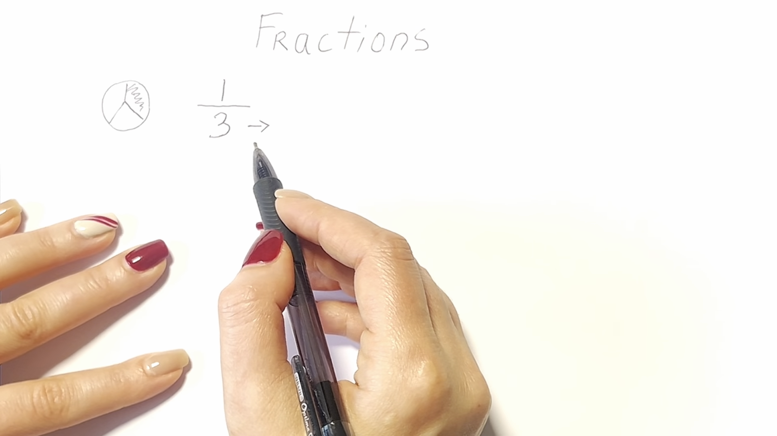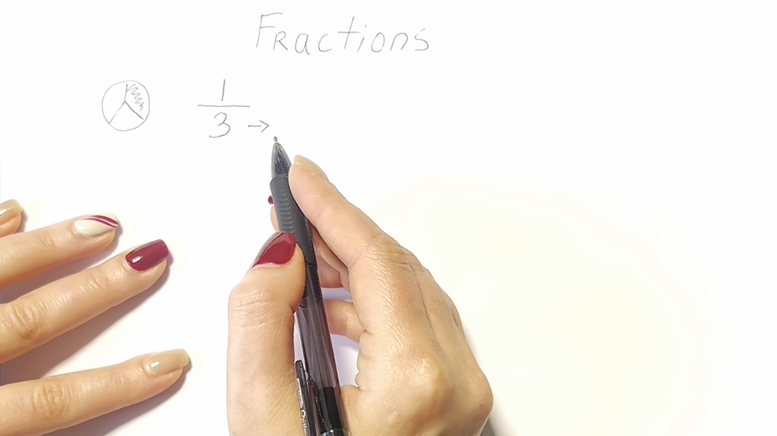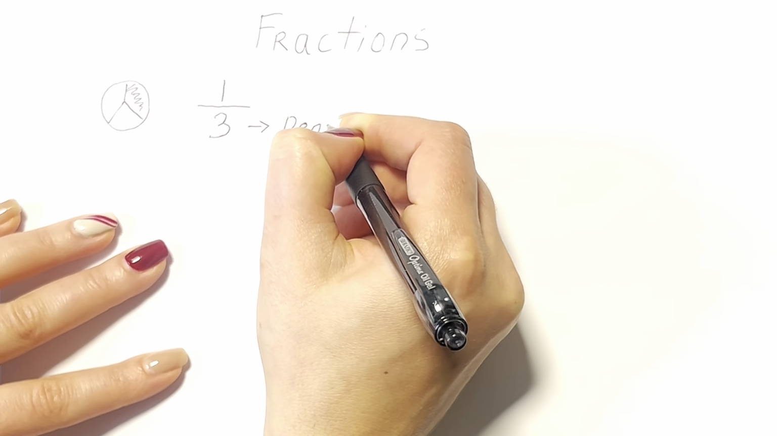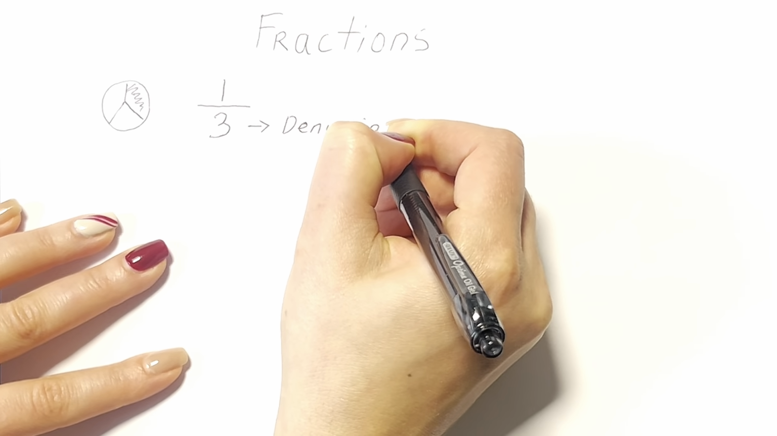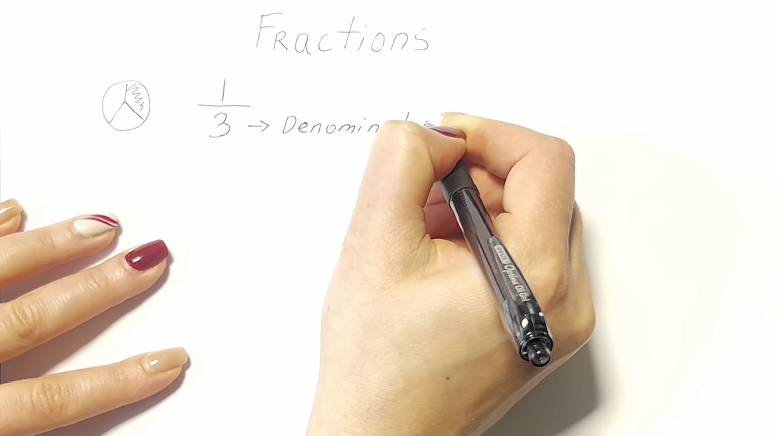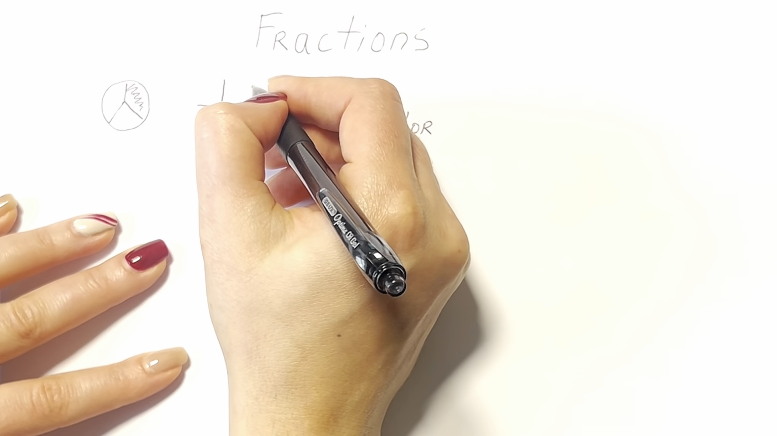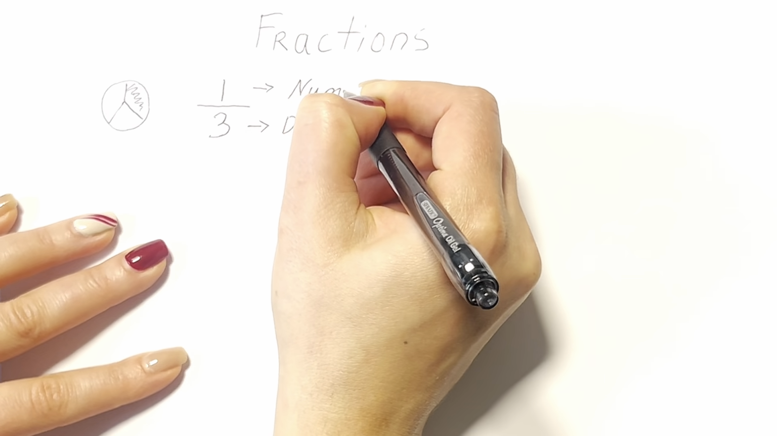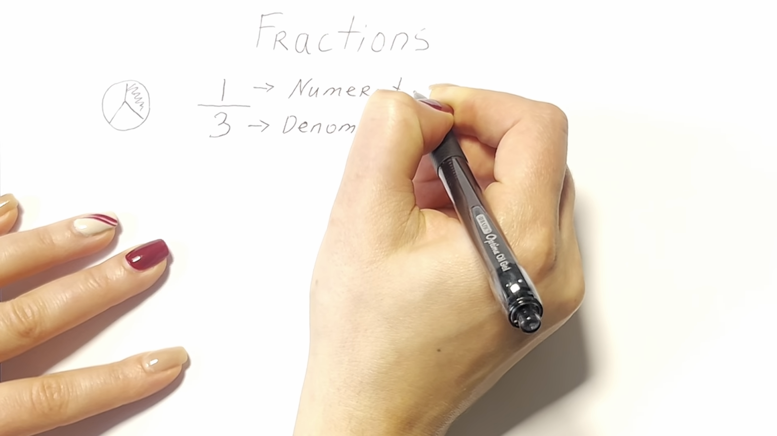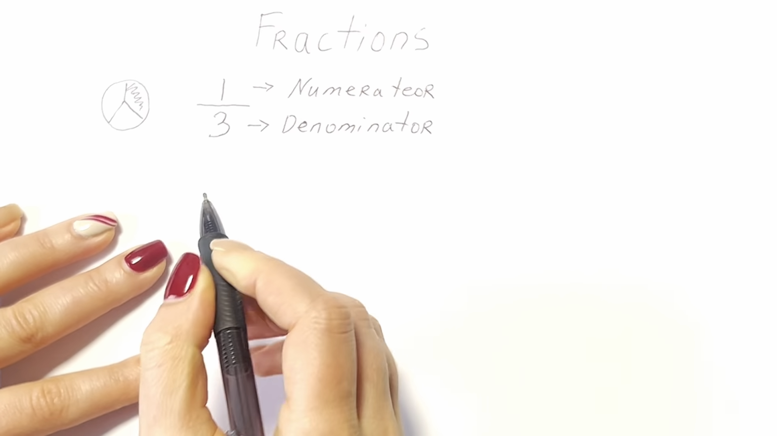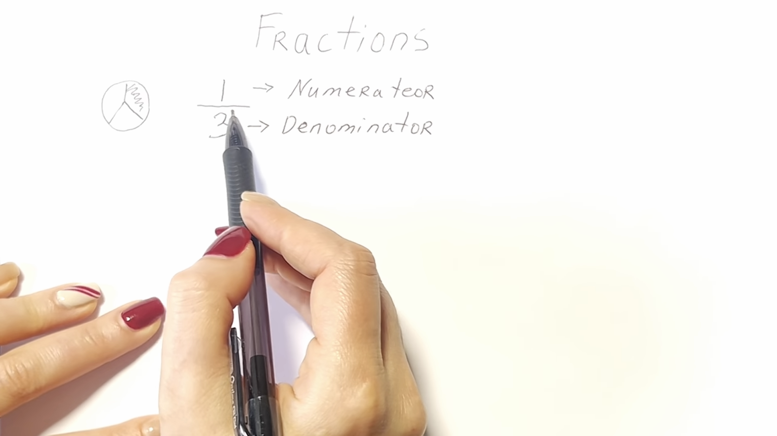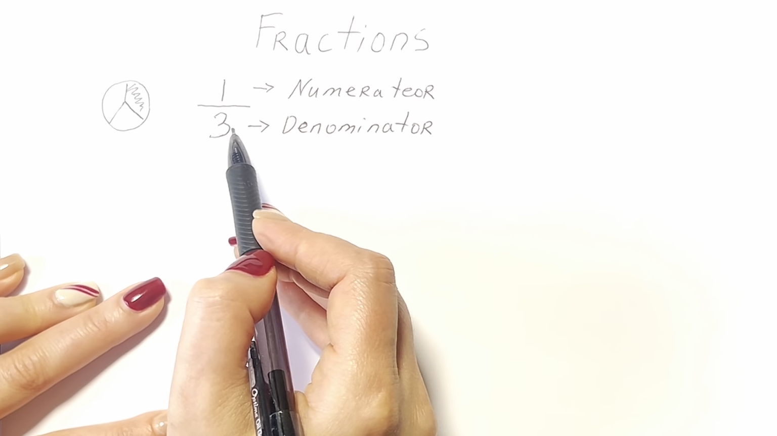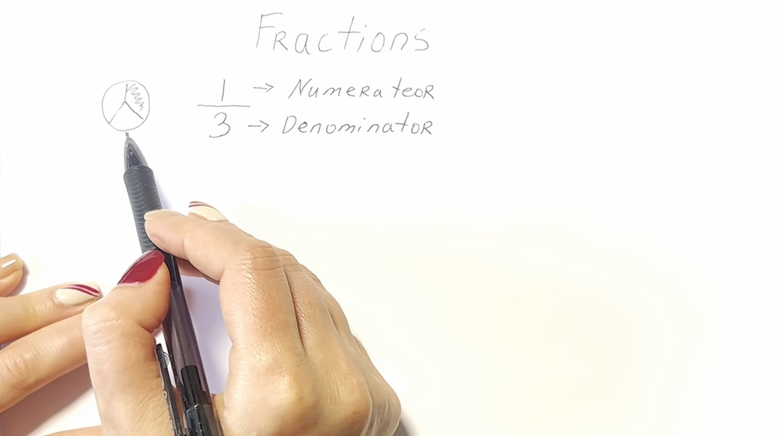How many pieces I cut the pizza into represents the denominator. And how many pieces I ate represents the numerator. Okay, so numerator over denominator. 1/3, 1 out of 3 pieces, 1/3 of the pizza I ate.